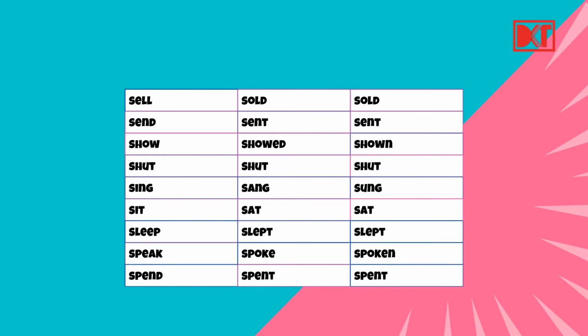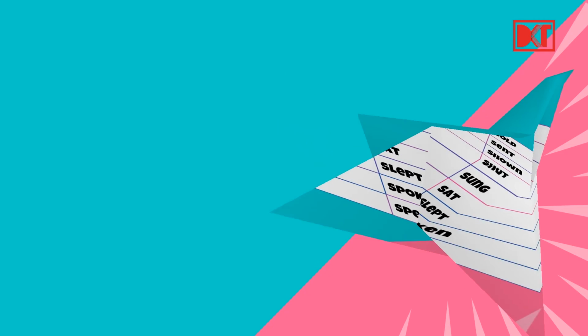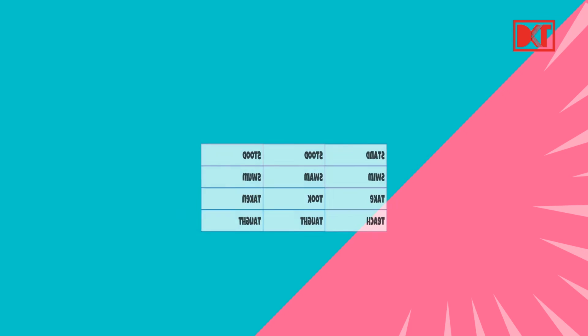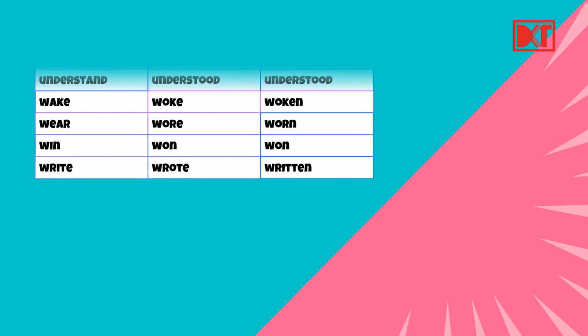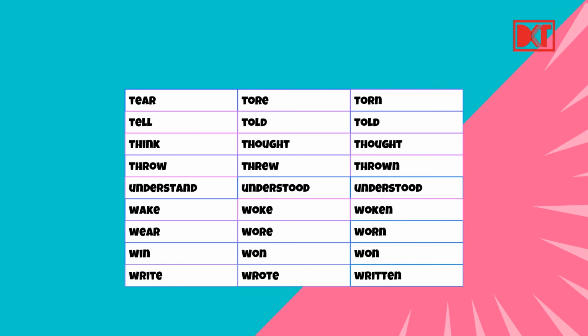Here we have sell, send, show, shut, sing, sit, sleep, speak, spend. Here we have stand, swim, take and teach. Here we have tear, tell, think, throw, understand, wake, wear, win and write.